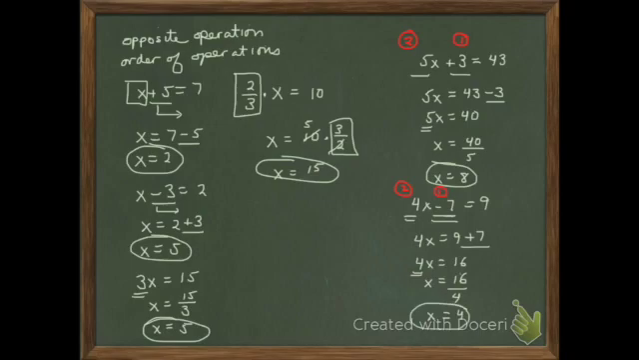You can always check your answer. Remember how? Plug it back in. 4 times 4 is 16. 16 minus 7 is 9. Okay. Let's go ahead and work.